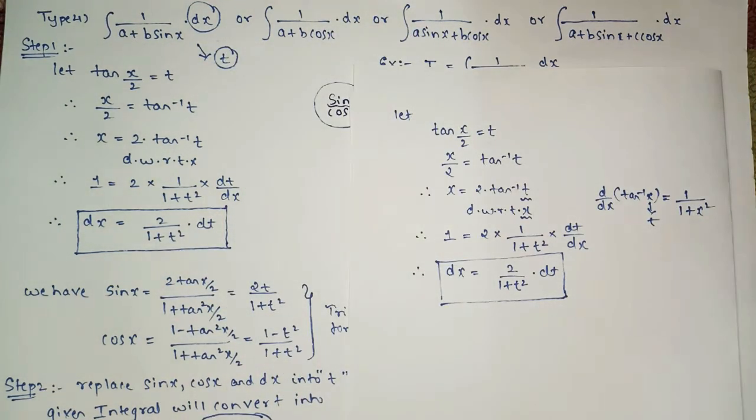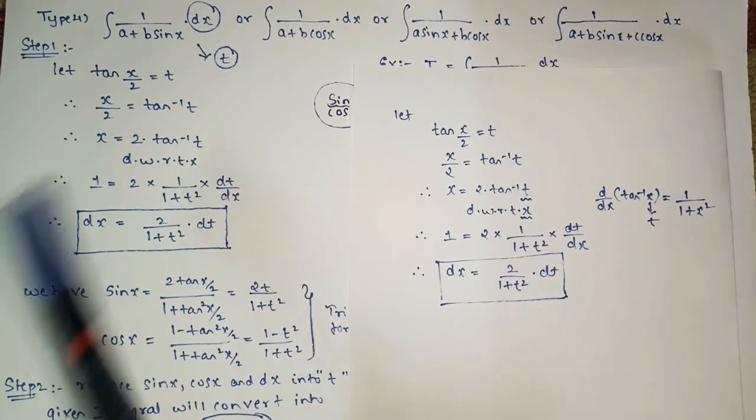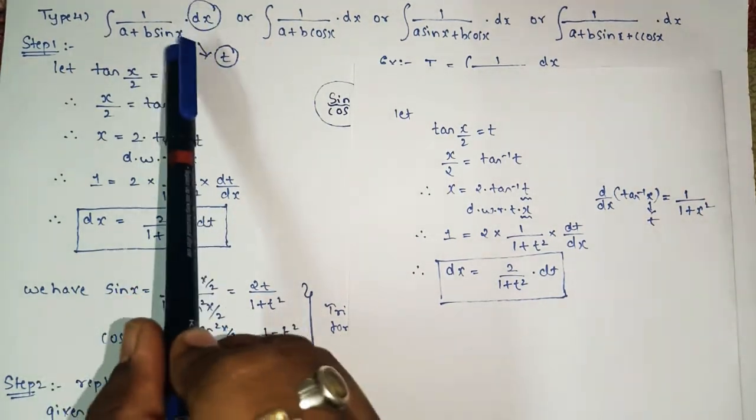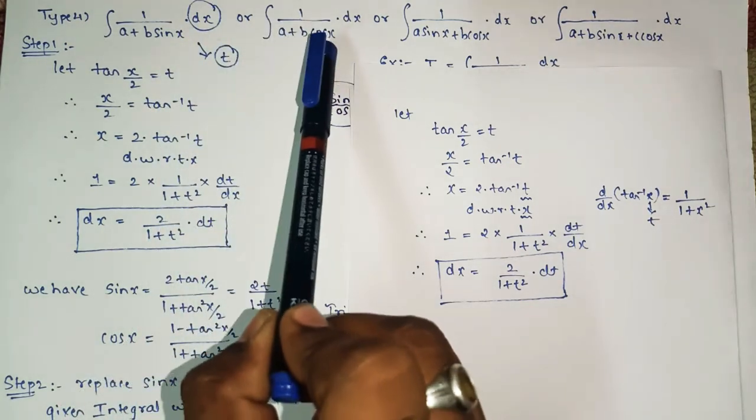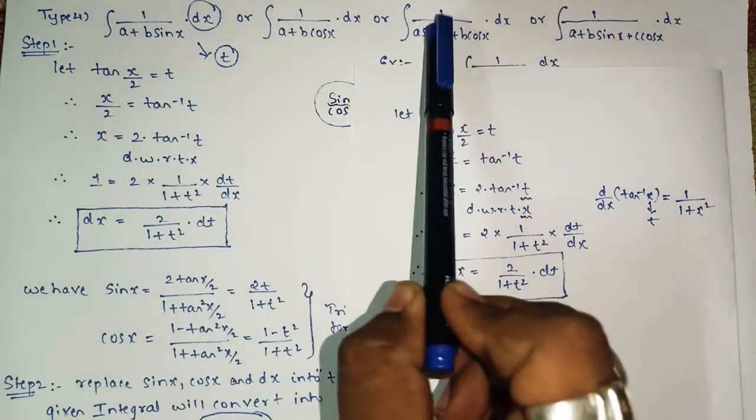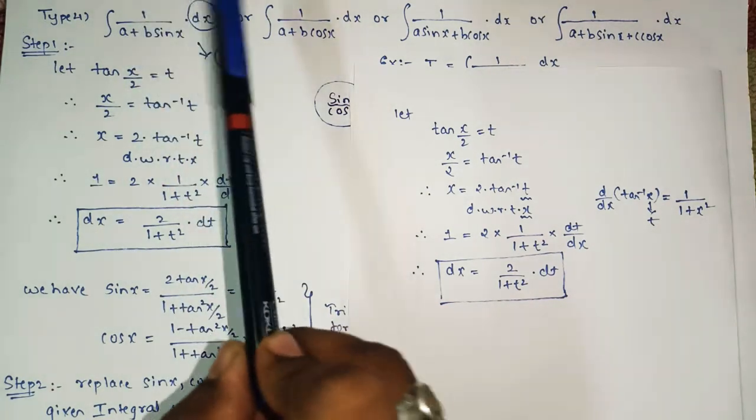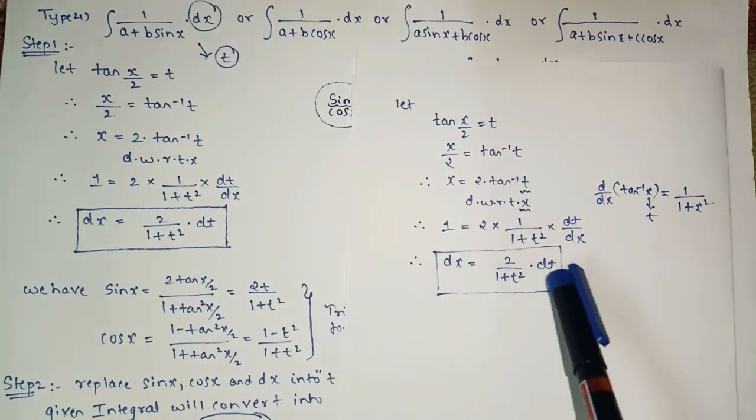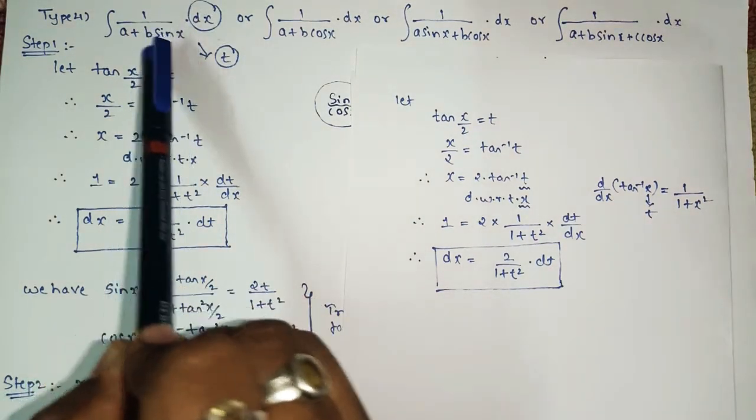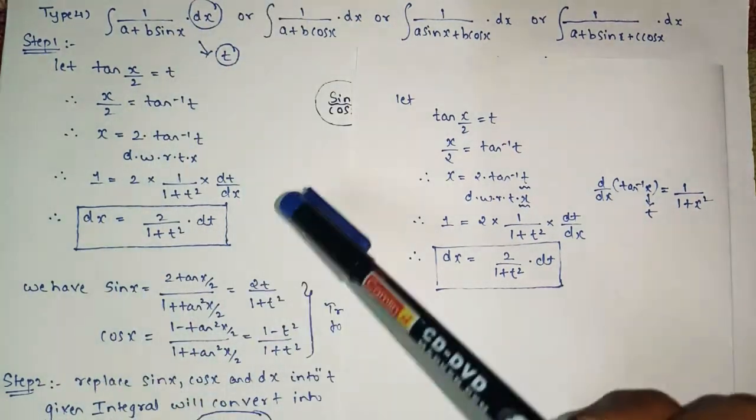Now, as we know, the format of the question is that it will contain either sin x, or cos x, or both sin and cos. So we have to replace sin x also. Here we have the answer for dx in terms of t. Now we have to find sin and cos also in terms of t.